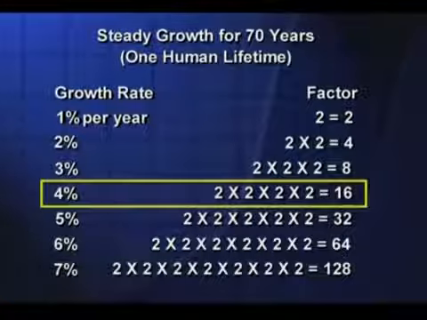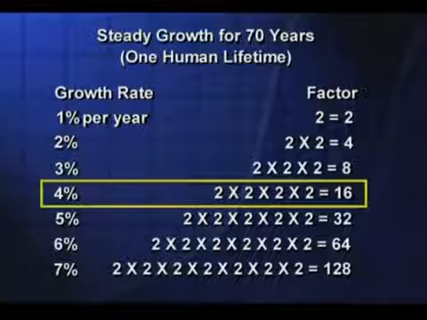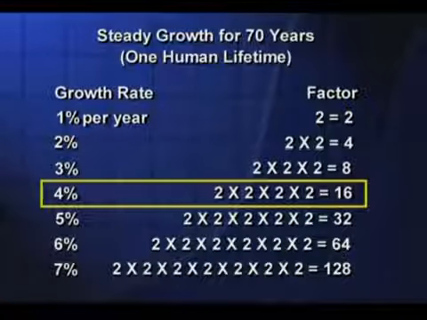Now, there's another beautiful consequence of this arithmetic. If you take 70 years as a period of time, and note that that's roughly 1 human lifetime, then any percent growth continued steadily for 70 years gives you an overall increase by a factor that's very easy to calculate. For example, 4% per year, you find the factor by multiplying 4 2's together. It's a factor of 16.